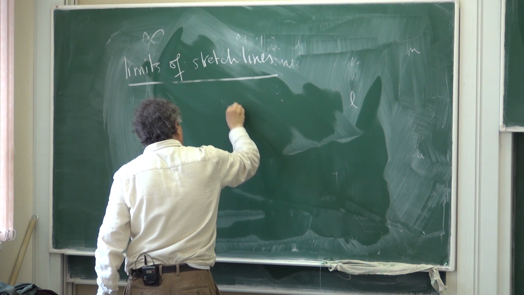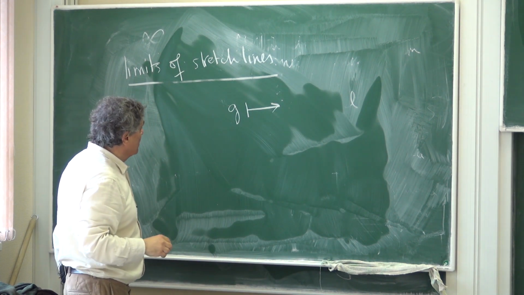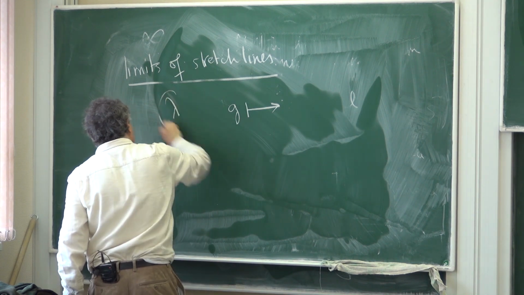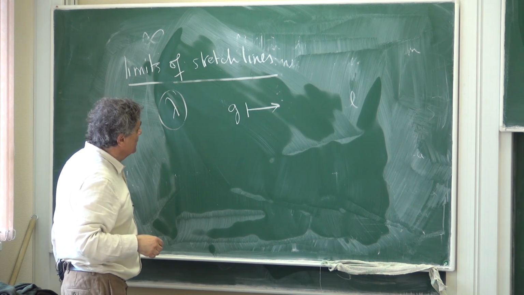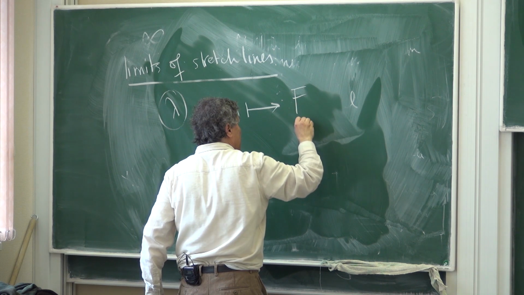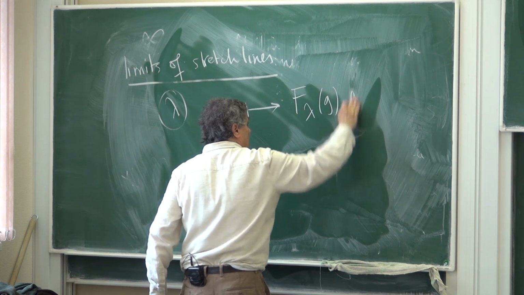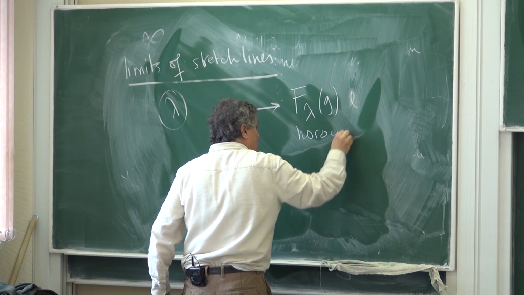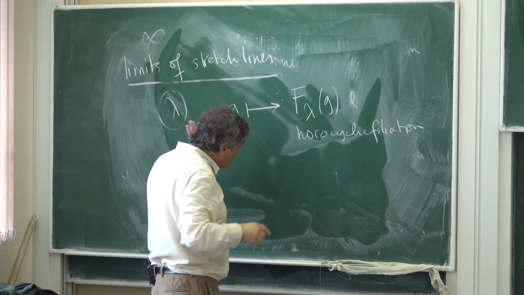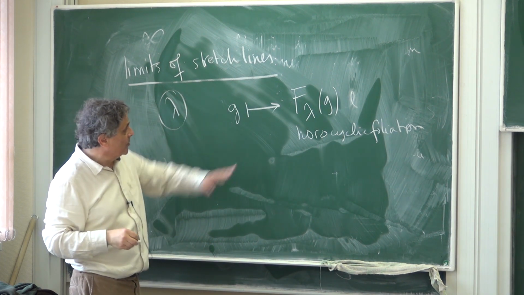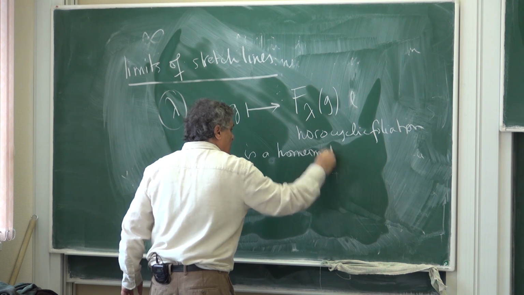To a hyperbolic structure, we have lambda, say an ideal triangulation, but it could be a more general geodesic lamination. G gives F. We call this F lambda of G. This is the horocyclic foliation, and we said that this is a bijection. But what I'm saying now that we understand the topology is that this is a homeomorphism.